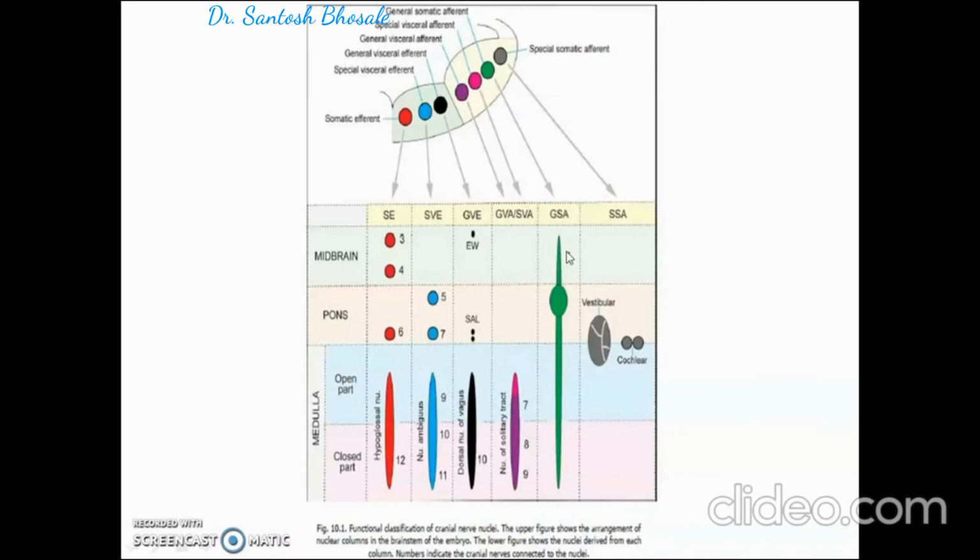And you should remember that some nuclei are present throughout the brainstem, some are present at different levels of the brainstem. So this is the arrangement from medial to lateral or anterior and posterior. These 3 columns lie medial and 4 sensory columns lie laterally in the pons and upper part of medulla, whereas motor columns lie anteriorly and the sensory columns lie posteriorly in the midbrain and lower part of medulla.